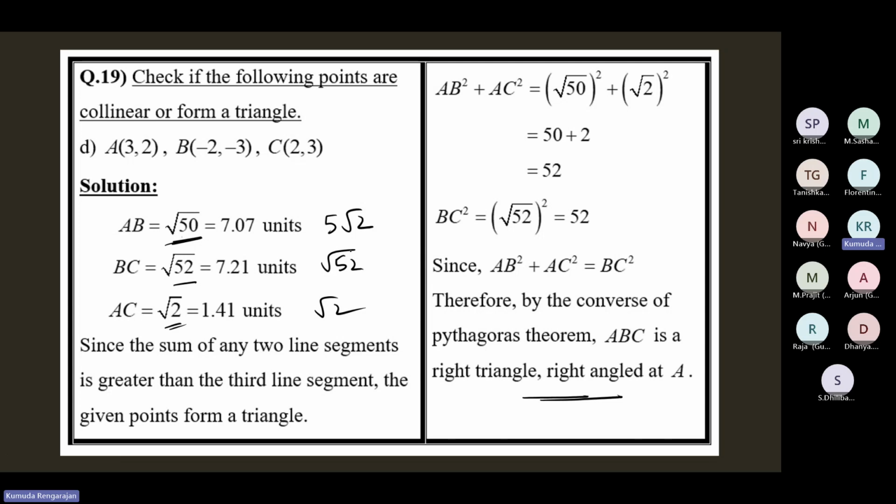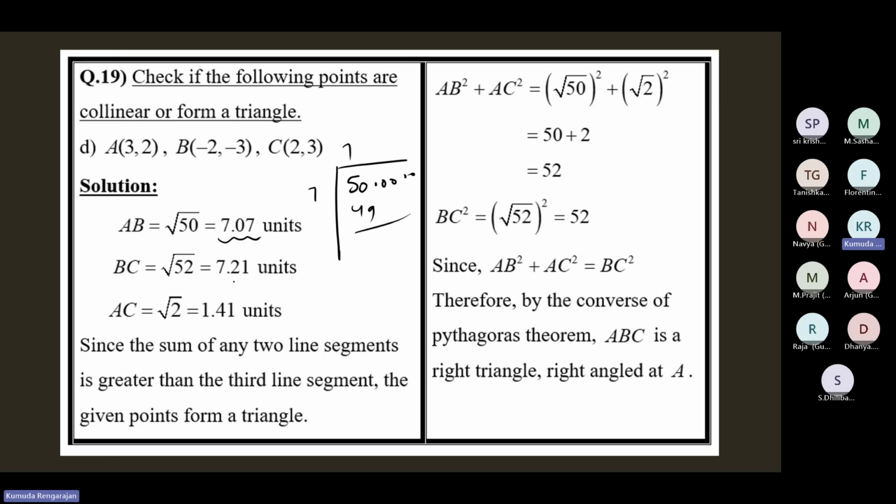So in cases like this, you have to find the square root. You have to find the square root, using this method. 7 sevens are 49 and all this. So this one is 7.07. This is 7.21. And this one is 1.414, so 1.41. Find everything up to 1 decimal place or 2 decimal places or 3 decimal places. We'll just have it uniform.